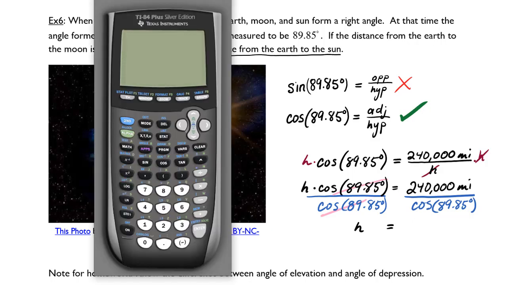So I'm going to calculate that, but I have to make sure what? Do you remember what I have to check first? I have to put my mode in degrees. So change it over to degrees, second quit, clear the screen so we can start over with a fresh screen. 240,000 divided by cosine of 89.85. And that giant number is my answer. This will tell me how many miles the Earth is from the Sun.